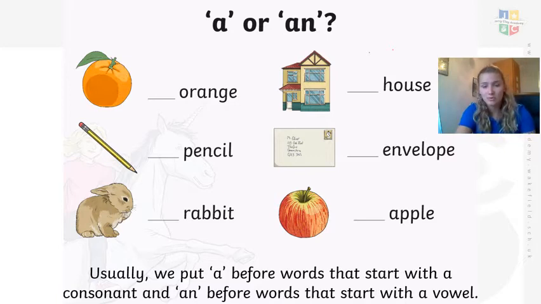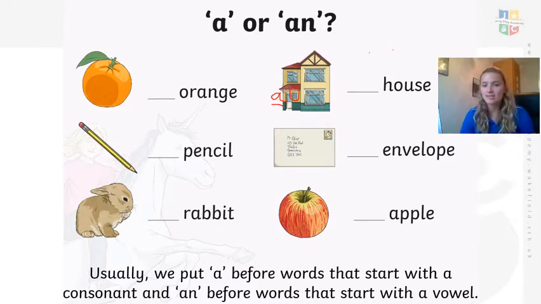So usually I would put a before it. So we would say a house. You wouldn't say an house because it doesn't make sense. So if I put that into a sentence, there is a house at the end of the garden. You wouldn't put there is an house at the end of the garden because it doesn't make sense. Because if we use the word a, it means that the starting letter on the next word must be a consonant and not a vowel.